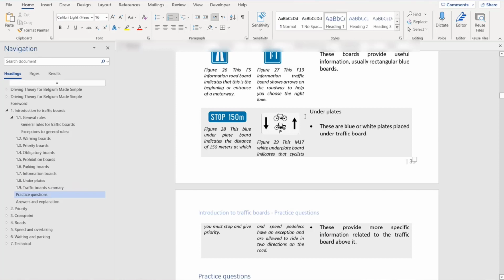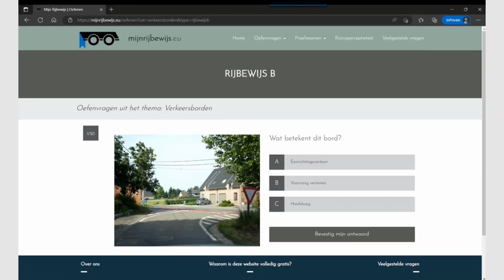Now let's look at some practical exam questions and maybe also tricky questions that you might get in the exam related to this chapter. To continue with the practice questions, I will use this website, maindatabase.eu. You can also use this website to practice free.